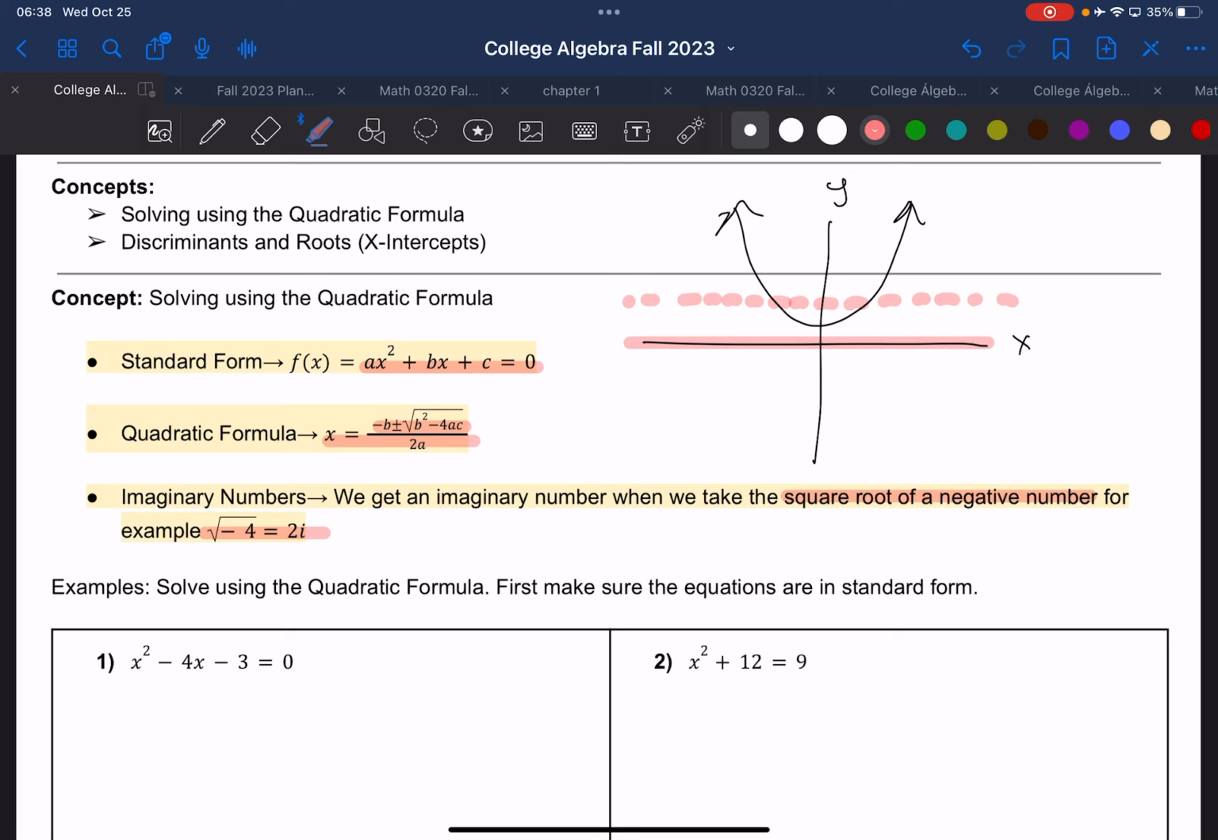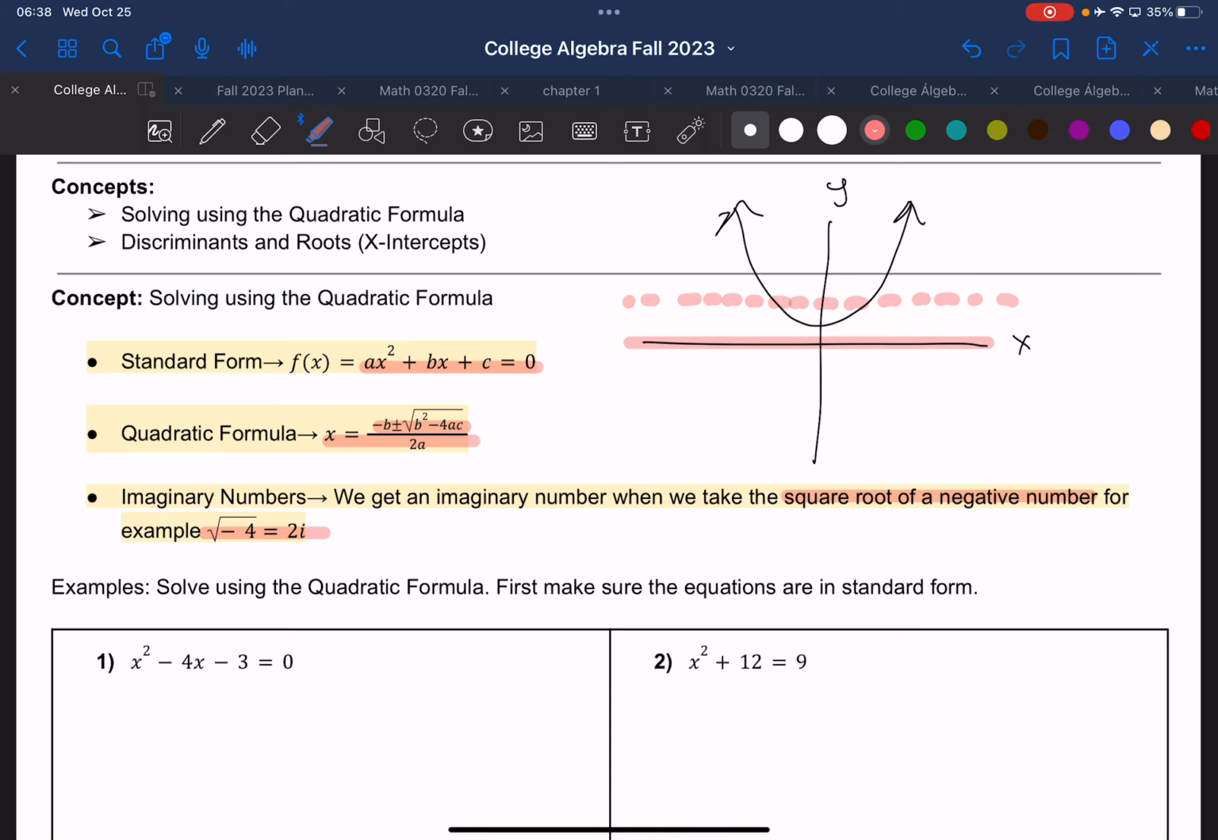Okay? So we're not going to go further into imaginary numbers than just knowing that if you have the square root of a negative number and it's a perfect square root, you can just write whatever that square root is and then an i next to it. You'll see that in some of the examples coming up.